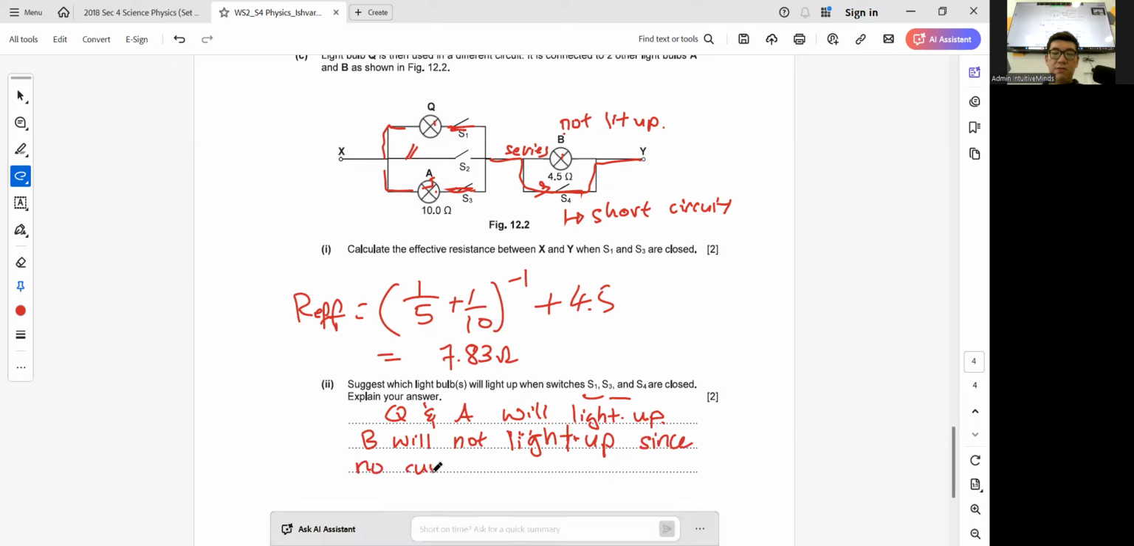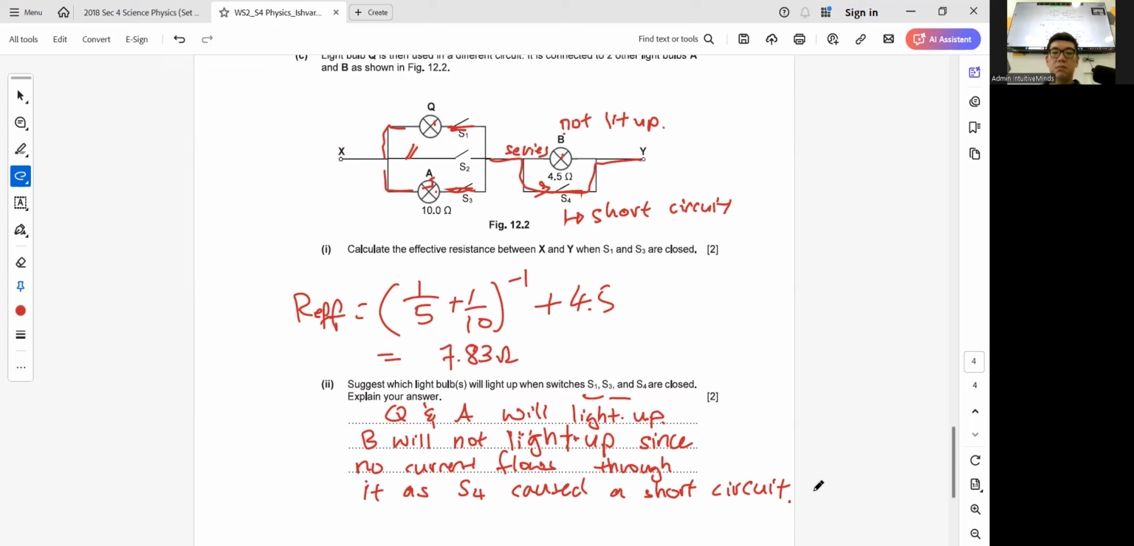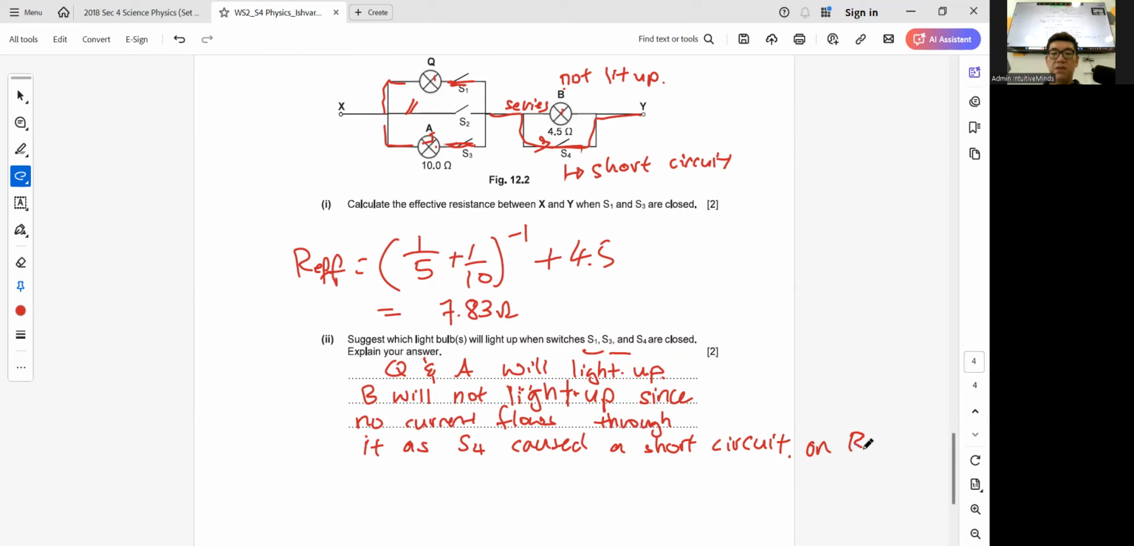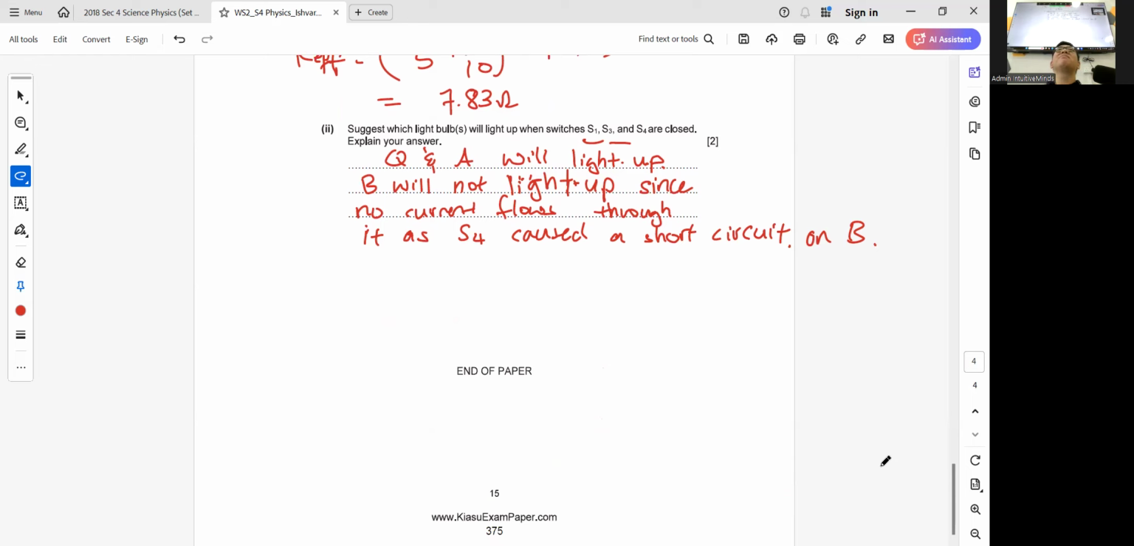No current flows through it. Short circuit on B. And that's it. We're done for this.